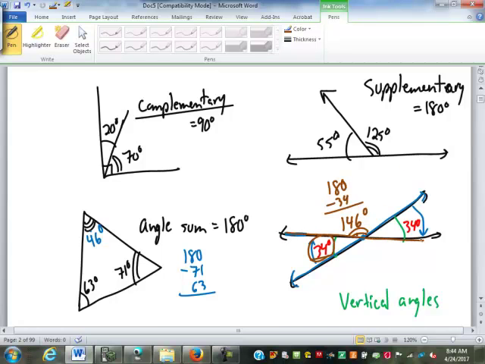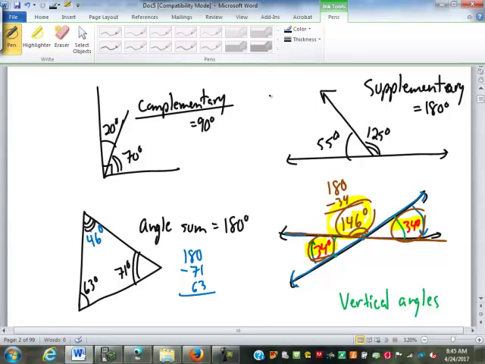But this is also a line here, which means these two have to add up to 180. So that's another reason why these two angles have to be the same, because they both have to add up to 180 with this angle here. They're both supplementary to that angle.